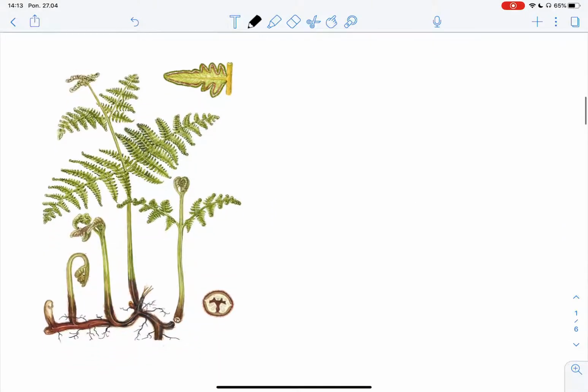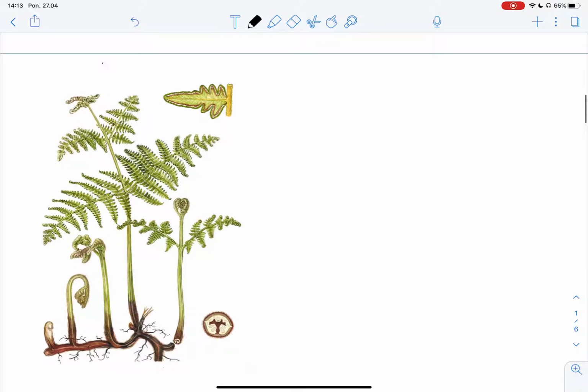And guys, here is a diagram presenting a fern. This is what the fern looks like, and let's focus on those characteristic elements. First of all, this part that is here, it's below the ground and it's used for asexual reproduction, but also storing nutrients. This part is rhizome. Po polsku kłącze.